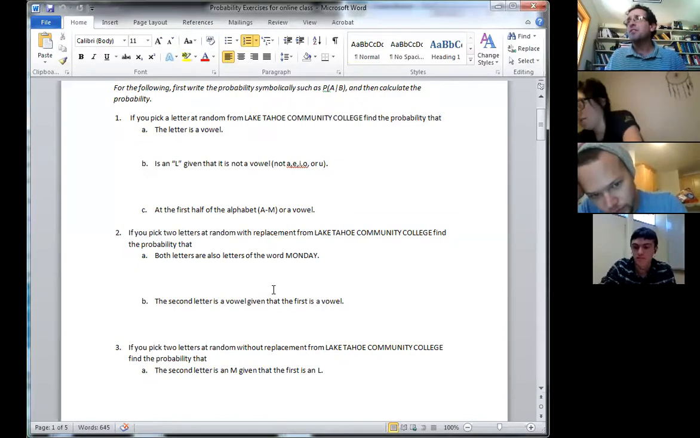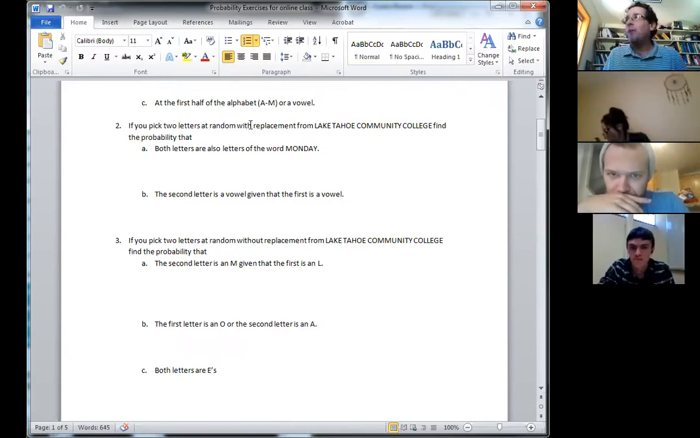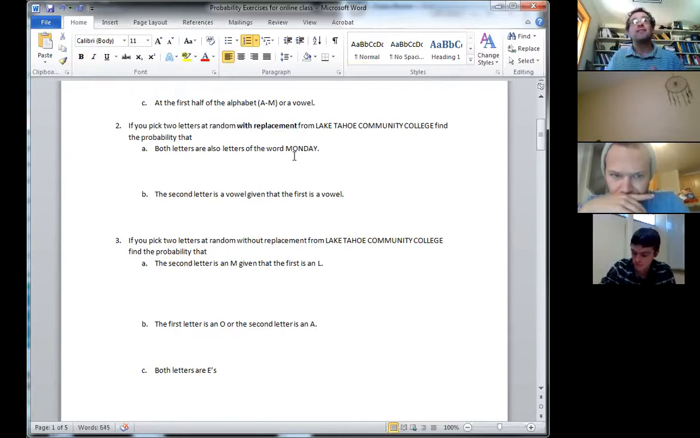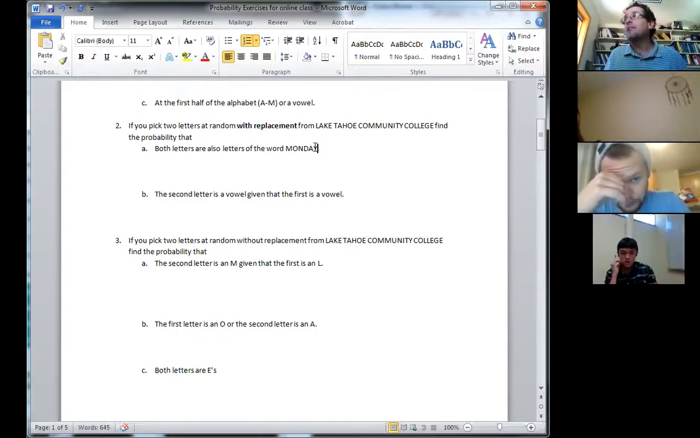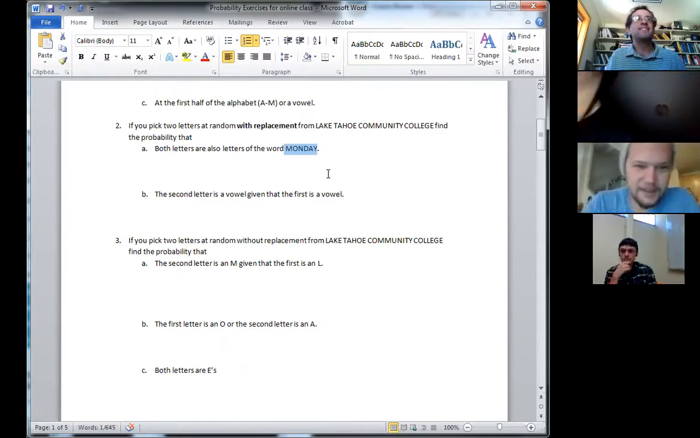Let's look at number 2. Now we're going to pick 2 letters instead of 1 at random, and this, I'm going to boldface, with replacement from Lake Tahoe Community College. Find the probability that both letters are letters of the word Monday. Does this make your head hurt? Let's see if you can find this probability.